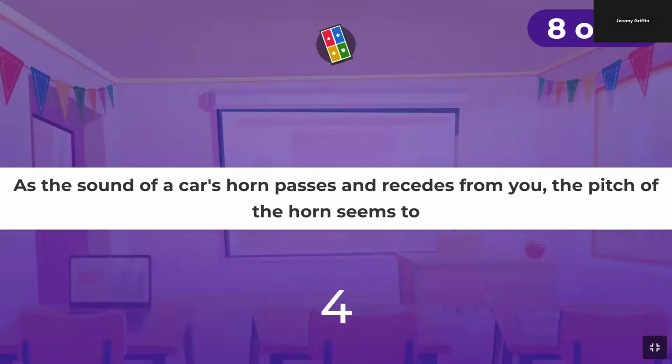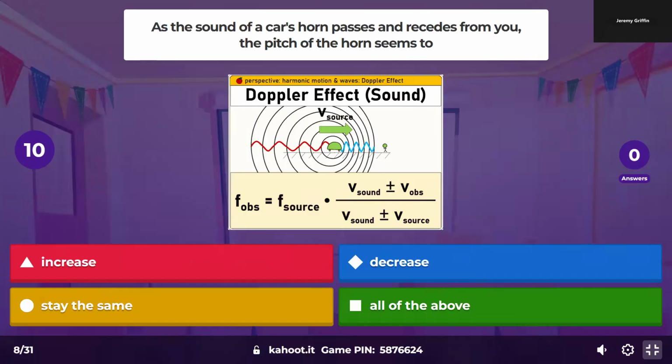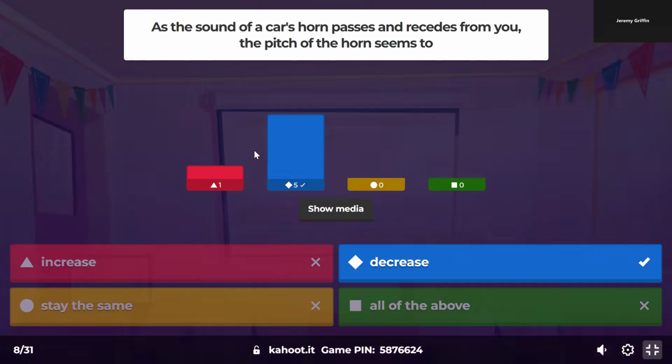As the car's horn passes and recedes away from you, the pitch of the horn seems to drop. There's that picture. So what if you were standing on the red side over here? The pitch, that's to say the frequency, would decrease if the car's going away from you.